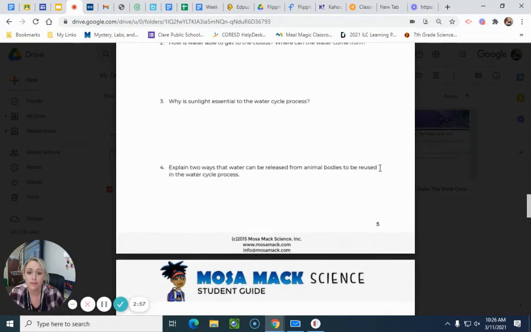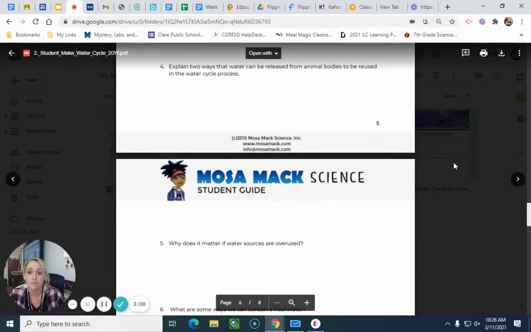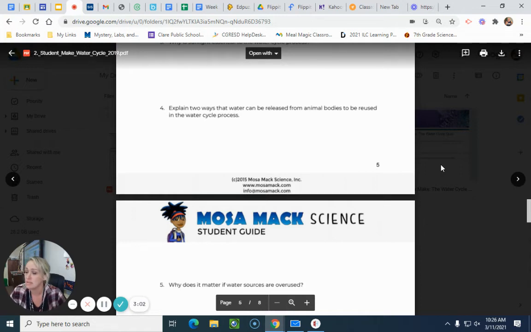Number 4, explain 2 ways that water can be released from animal bodies to be reused in the water cycle process. So there are a couple different ways animals play a role in the water cycle. The first way water can be released from animal bodies is when they urinate. That's the obvious answer. And then that water enters back into the ground and is absorbed by plant roots, and it enters the water cycle again, or it can run off into a local lake, pond, or body of water. Also, when animals exhale, humans too, they exhale water vapor, a gaseous form of water, into the atmosphere, and it can escape and enter the water cycle again.